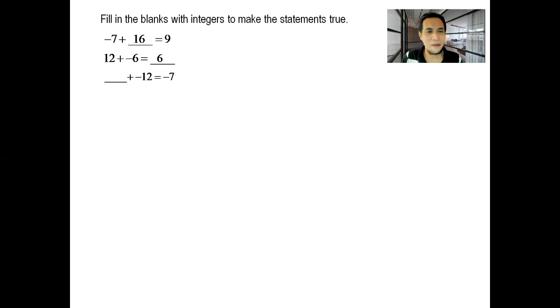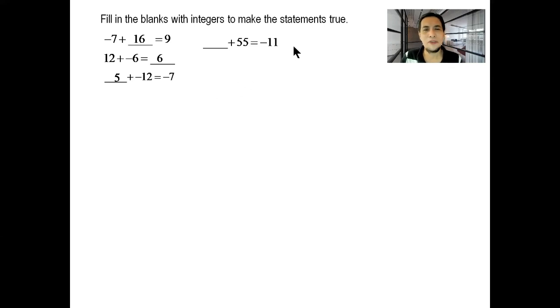The answer is 5. Because 5 plus negative 12, of course, this is addition, and we are adding two opposite numbers, negative and positive. So definitely 12 minus 5, that's 7. What is the sign of the larger number? 12 is larger than 5. So therefore, the sum is negative 7. So the number we're looking for is 5. Okay, let's go to the next.